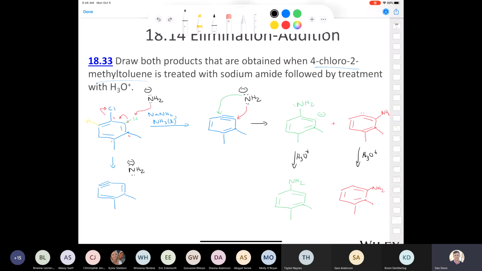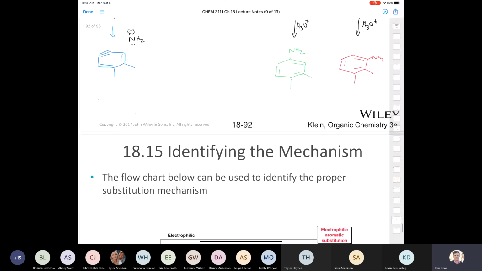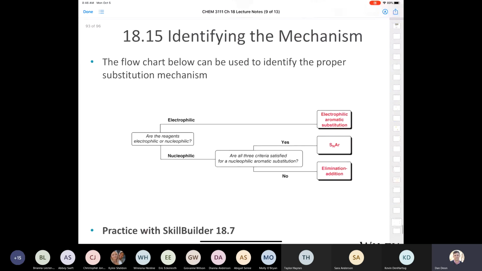Okay, well, that's the last bit of new material in this chapter. Let's take a look at the last section, which just deals with identifying the mechanism. Yeah, exactly, Andrew. The question is asking for the two products. You just have to be able to justify the two products. That's good enough. Okay, section 18.15.